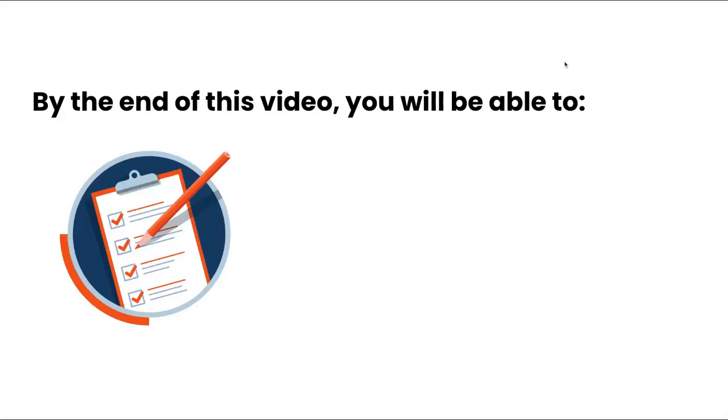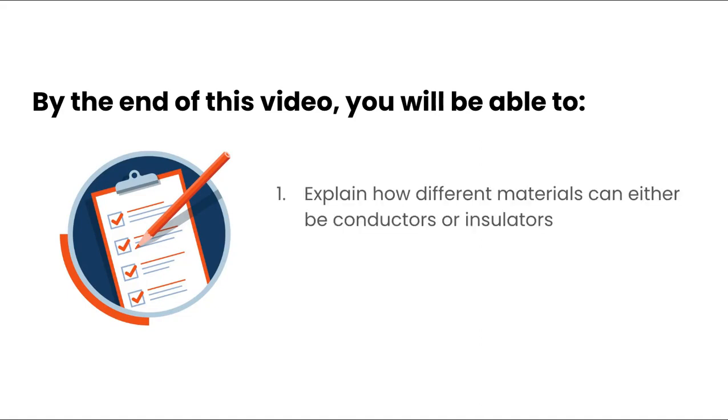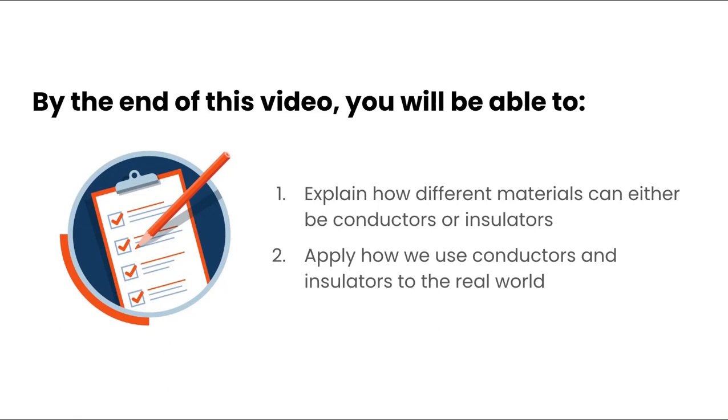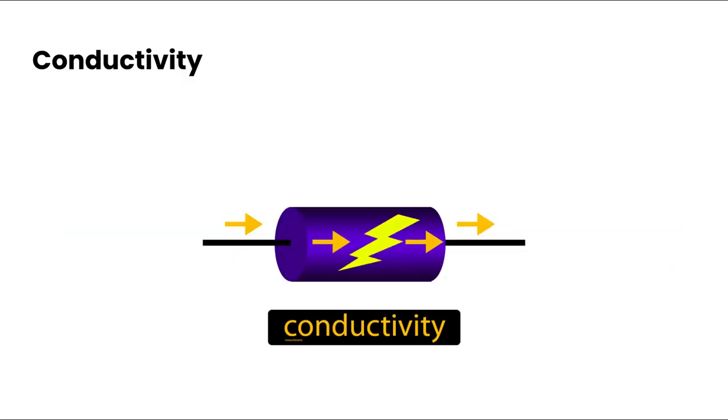In this video, we're going to take a look at conductivity, and specifically, we're going to look at conductors and insulators. So, by the end of this video, you're going to be able to explain how different materials can either be conductors or insulators. And you'll also be able to apply how we use conductors and insulators to the real world. So, let's just get right into it.